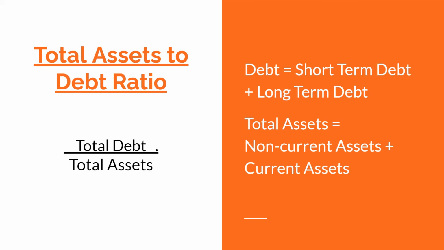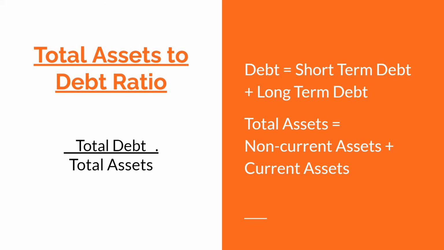So here simply we have debt, which is short term plus long term debts, and assets are also very simple, non-current plus current assets. Here we are including all the assets that you have, current, non-current, fixed, tangible, intangible, everything is added together, and then your debt is divided by total assets.